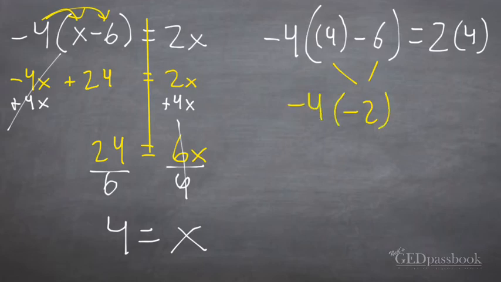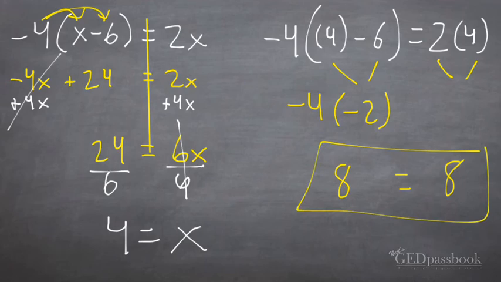Negative 4 is out here. Negative 4 times negative 2 is positive 8. So this side becomes positive 8. What does this side become? What's 2 times 4? 8. So that's when you know your x is correct. 4 is the value for x, all because you checked your answer.